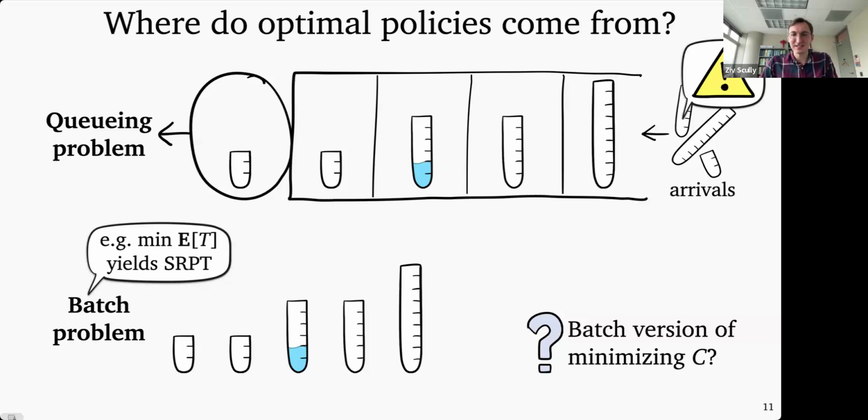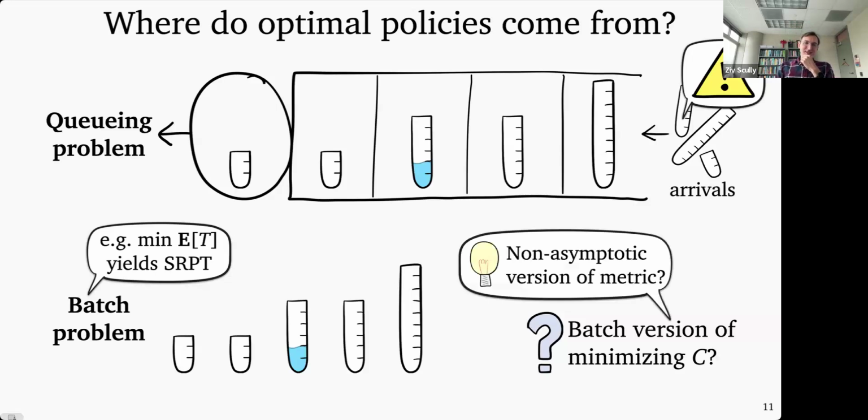But minimizing the tail constant is this asymptotic thing, which really requires infinite sequences of arrivals for the limits to make sense. And so the question that's going to be key to figuring out a batch version of the problem is, how can we find a non-asymptotic version of the tail constant metric? And to the best of our knowledge, there hasn't been anything studied in the literature like a batch problem that's related to tail scheduling.